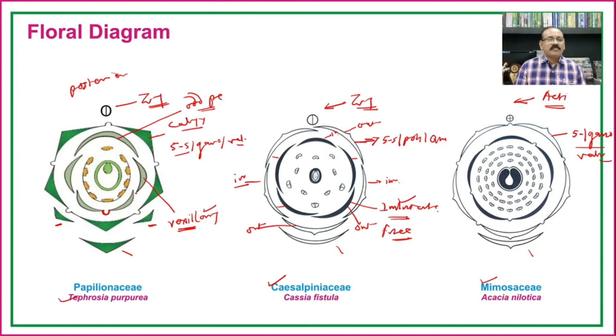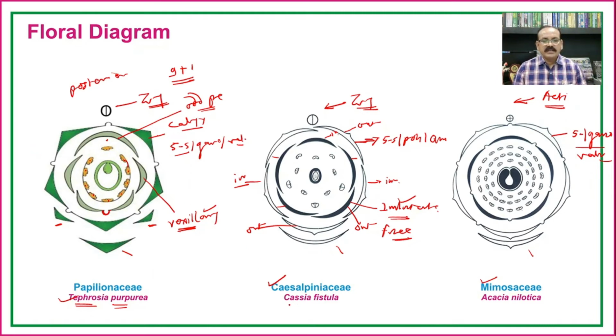Then the number of stamens drawn in the floral diagram of Tephrosia: 1, 2, 3, 4, 5, 6, 7, 8 and 9. So 9 stamens are joined with each other, and one stamen, this one, is free. So 9 plus 1 condition, and that is the diadelphous type of condition.